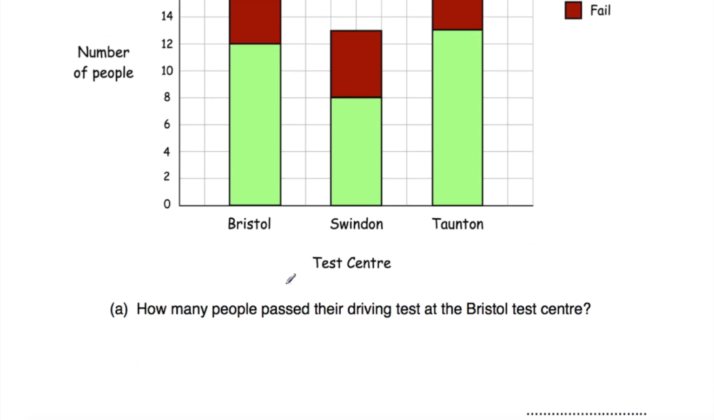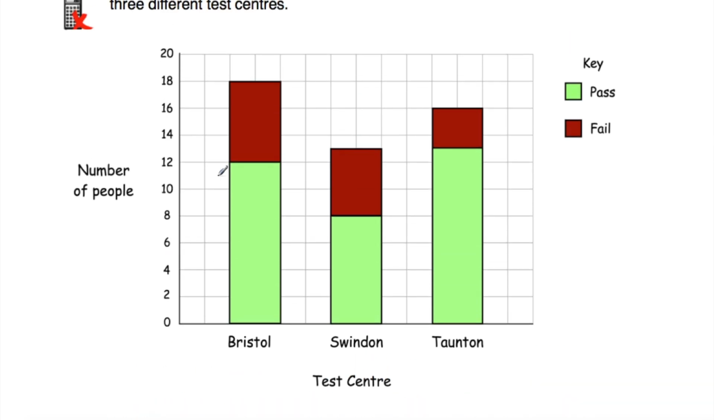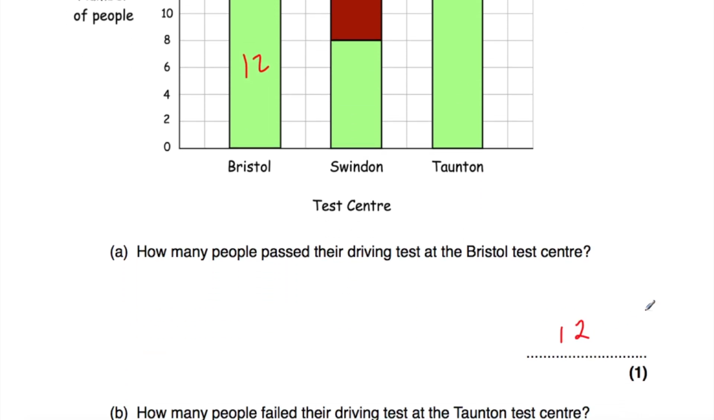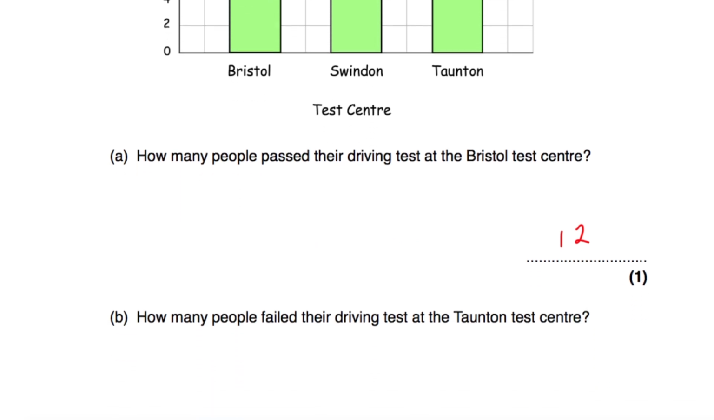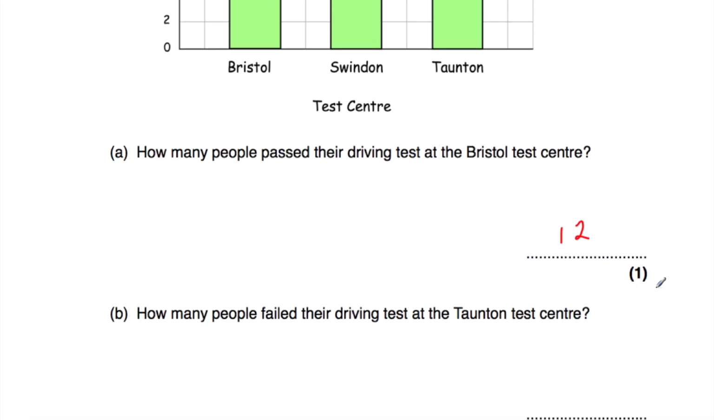Part A says, how many people passed the driving test at the Bristol Test Centre? So we actually looked at that. The Bristol Test Centre, we want to find out how many people passed. So 12 people passed at the Bristol Test Centre. So the answer to part A would be 12. Okay, part B. Part B says how many people failed the driving test at the Taunton Test Centre.